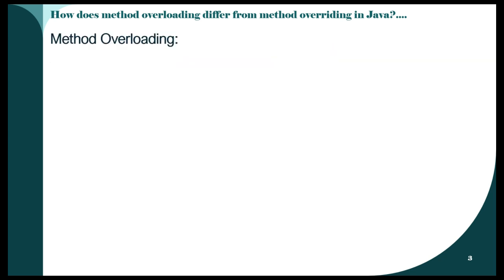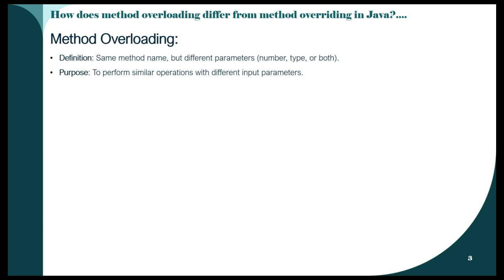Now let's move on to method overloading. This is another part of polymorphism. Definition wise, there is exactly the same method name, but there may be different parameters: the number of parameters, the type of the parameters, or both number and type may be different. Now when do we use it? The purpose is when you want to perform a similar kind of operation, but it might take different inputs.